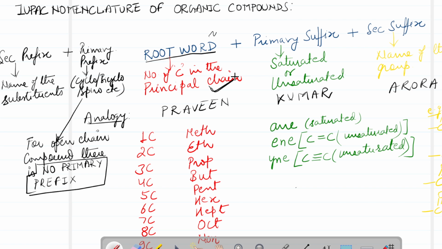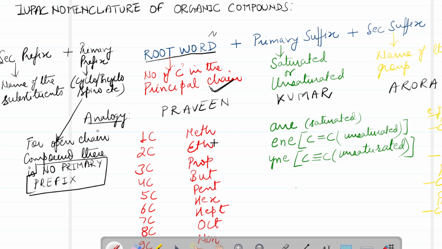For example, if there is one carbon in the organic compound, the root word would be meth. If there are 2 carbon, it would be eth. For 3 carbon, prop. 4 carbon, but. 5 carbon, pent. 6 carbon, hex, like that.